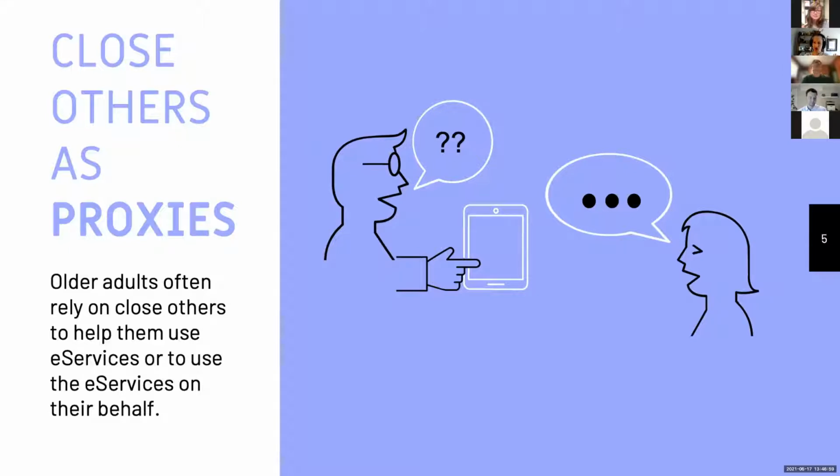And that's not to say that all older adults are like that. There are obviously many older adults who are doing these things quite well. But even the older adults who are able to use these e-services will still occasionally need help for some reason.